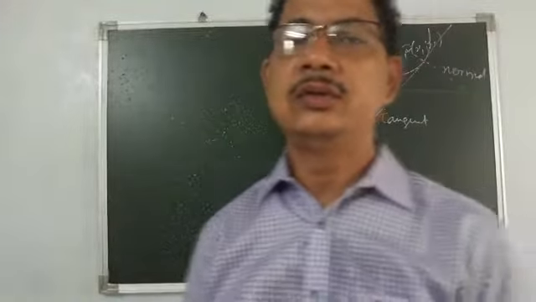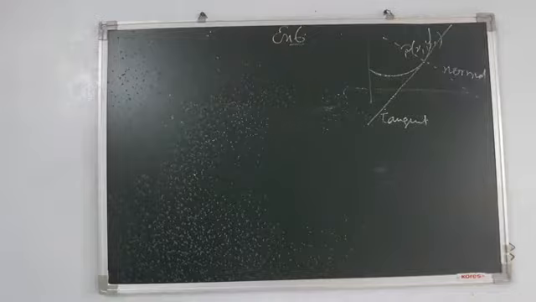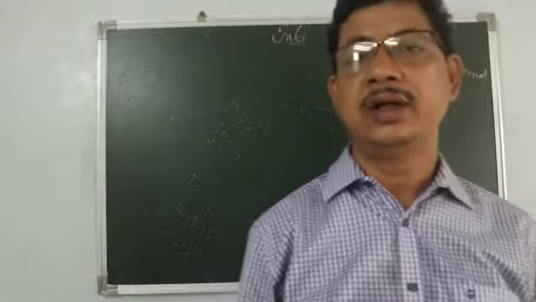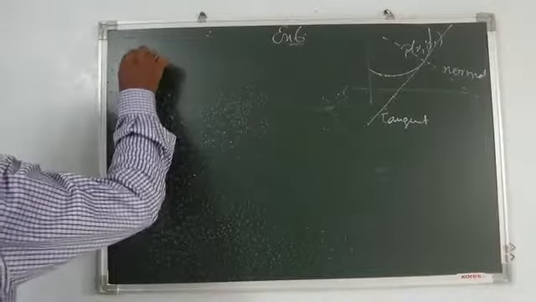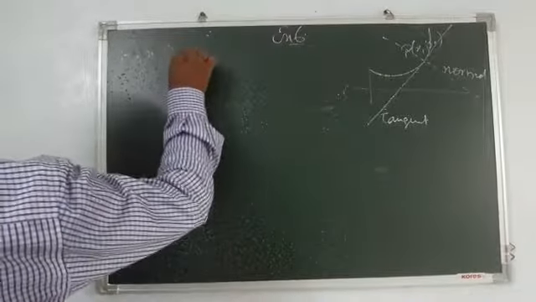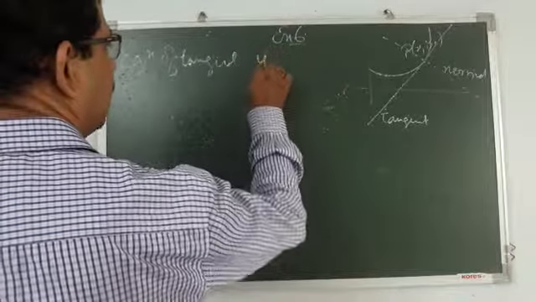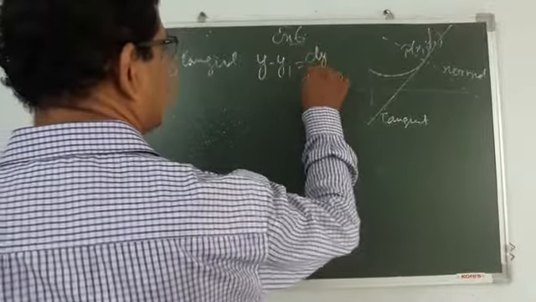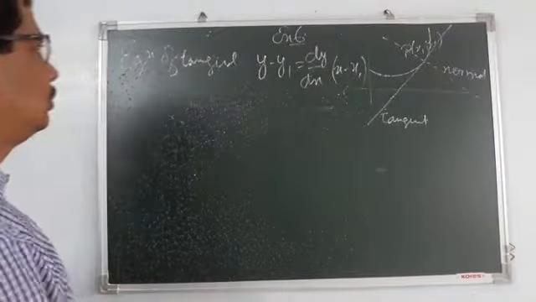I again want to repeat, a straight line which just touches the curve at a single point is called the tangent. A straight line at that point which is perpendicular to the tangent is called the normal. Now what is the formula for tangent? Equation of tangent at the point (x1, y1) will be y minus y1 equals dy/dx times (x minus x1). I think only one formula is sufficient to do all the sums.